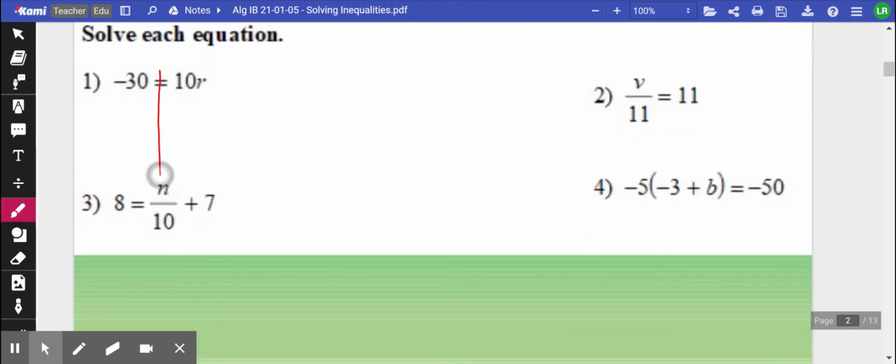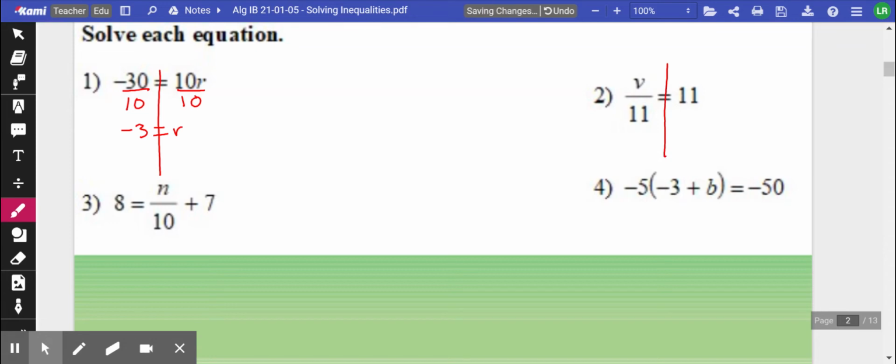There's your equal sign. Now, the variable right now is on the right side. That's important to find. This is multiplication. The opposite of multiply is divide. So finish him. Divide by 10, and I get -3.